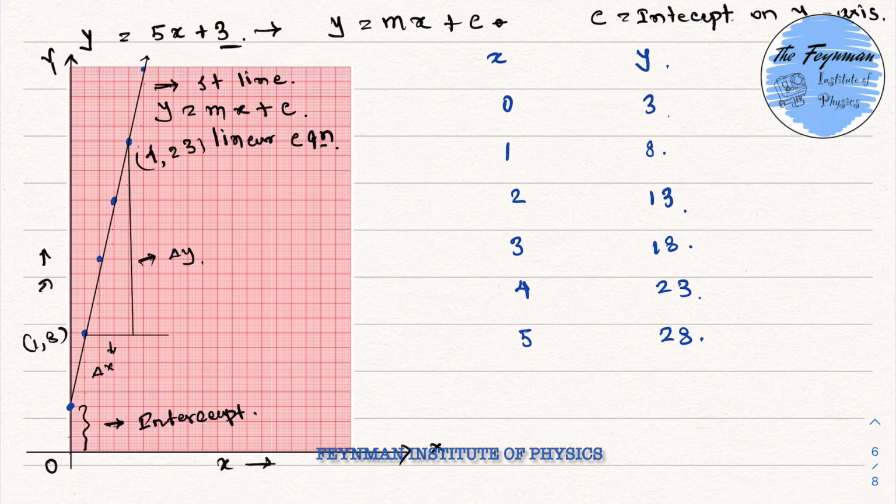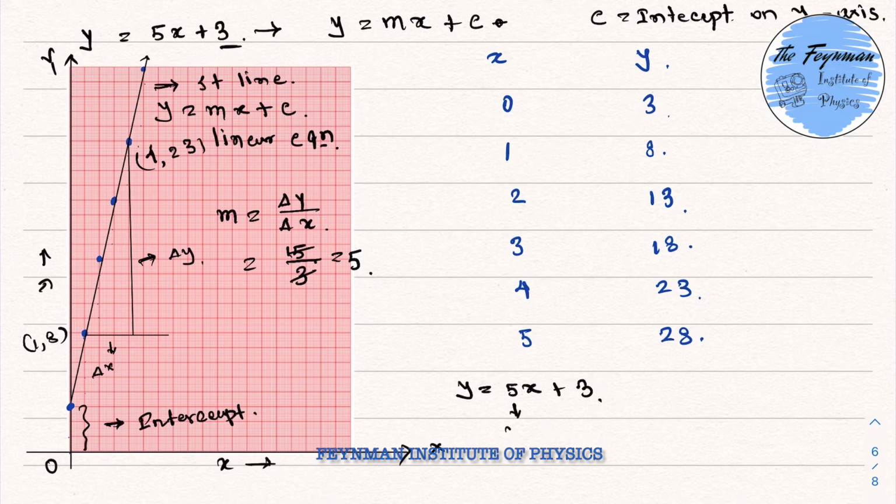So if we want to find m, then it is delta y divided by delta x. Now delta y is 23 minus 8, that is 15, and delta x is 4 minus 1, that is 3. So obviously we will find it to be 5. This is what our equation was. So y is equal to 5x plus 3.